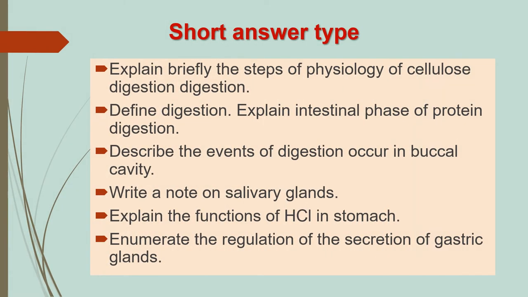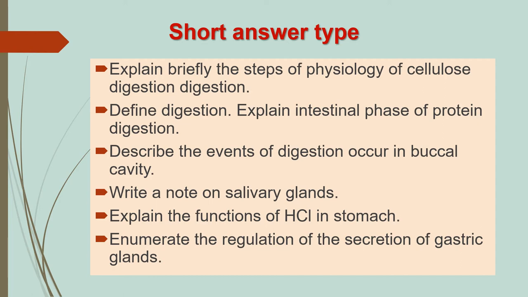Next category of questions are short answer type questions which you have to answer in a single paragraph. So first question from this category is explain briefly the steps of physiology of cellulose digestion. Next is define digestion. Explain intestinal phase of protein digestion.